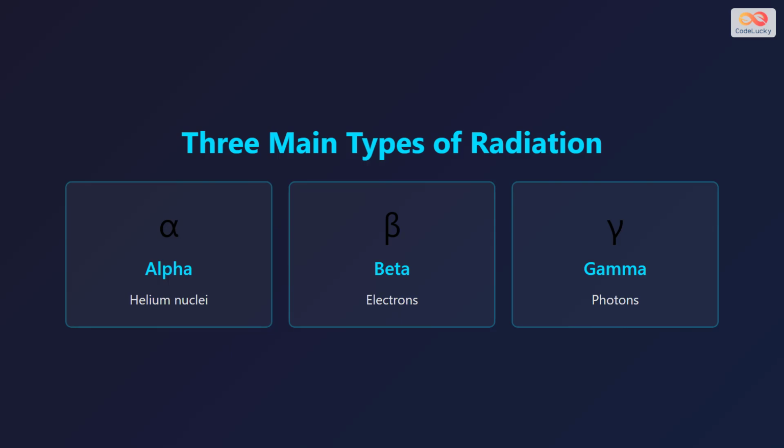When radioactive decay occurs, three main types of radiation can be emitted. First, we have alpha radiation, which consists of helium nuclei. Second is beta radiation, made up of high-speed electrons. And third is gamma radiation, which is composed of high-energy photons. Each type has unique properties and behaviors, which we'll explore in detail next.